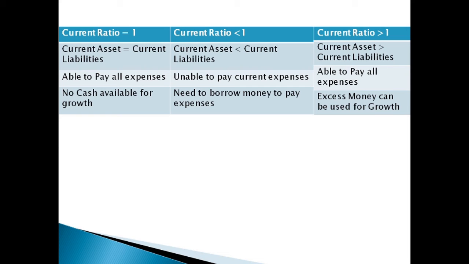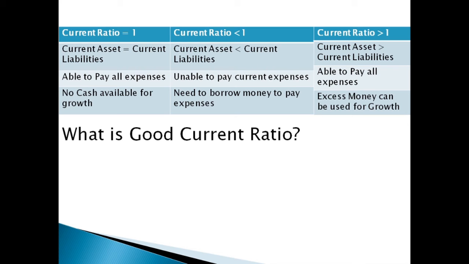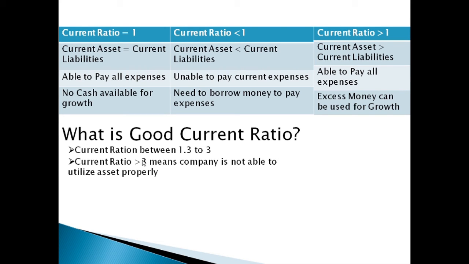So now we have seen different scenarios of current ratio, but what is a good current ratio? Let's understand this. A current ratio which is between 1.3 and 3 is a good current ratio because in this case you are able to pay all your expenses. At the same time you have enough cash available to plan for expansion and growth. But there is a catch. What if your current ratio is greater than 3? This means you are having a lot of cash which you are not able to use, right?